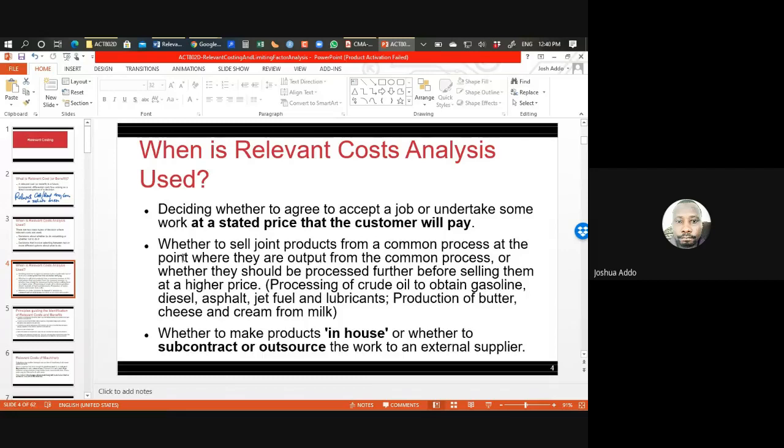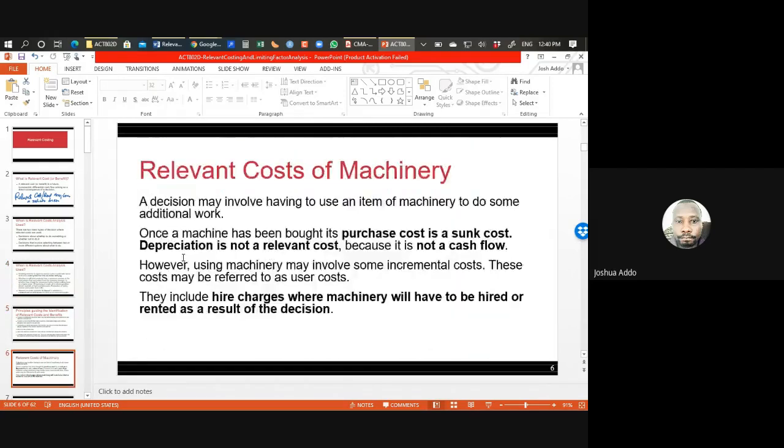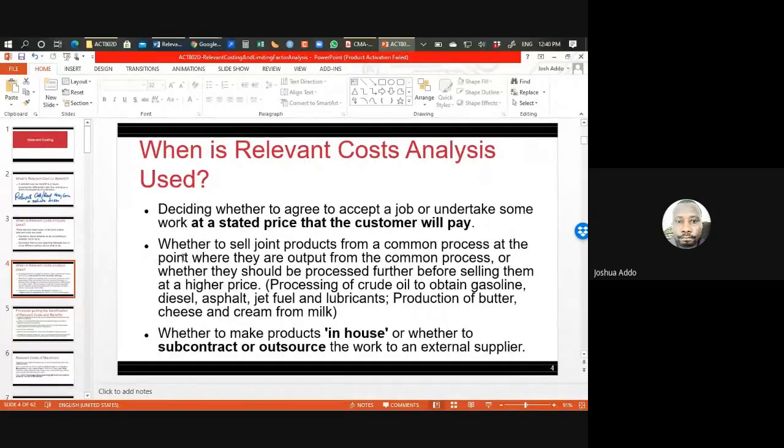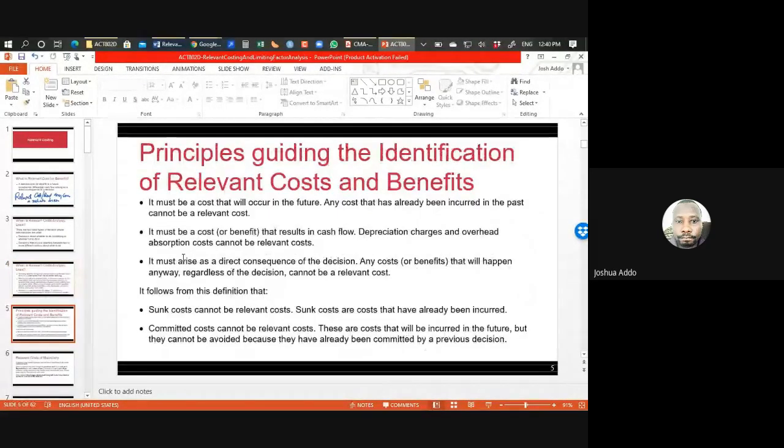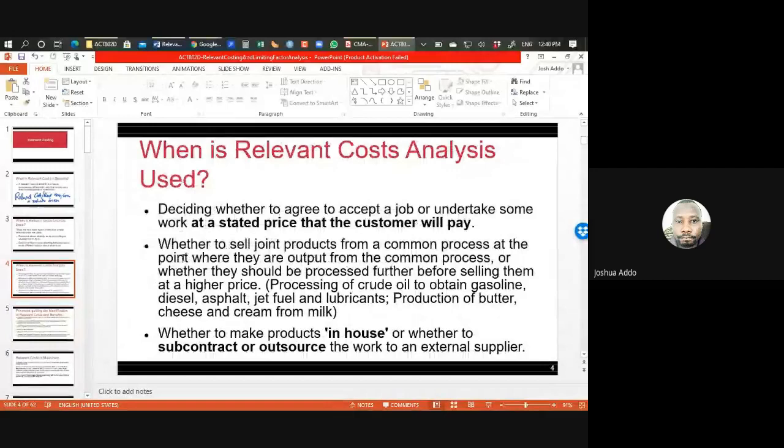or should we process, for example, kerosene into some higher-level product before we sell? Should we process petrol into some other higher-level product before we sell? That is about further processing decisions. Three, whether to make a product in-house or to subcontract or outsource the work to an external supplier. Right. So these are the key specific decision areas that involve the application of relevant costing.